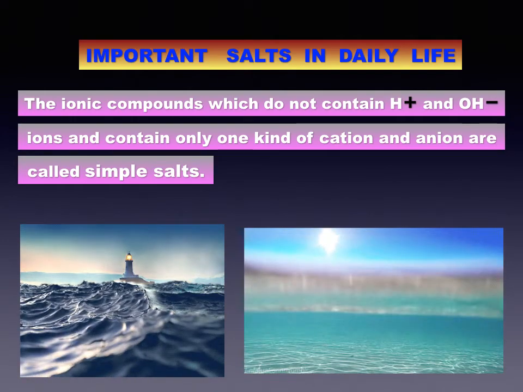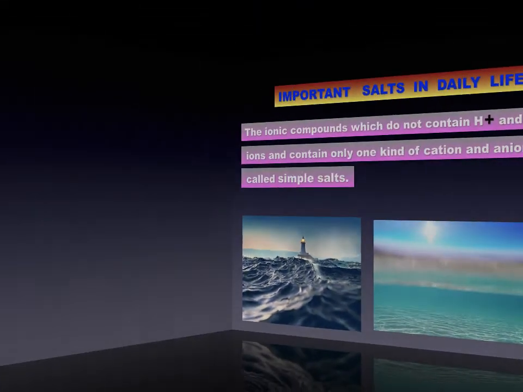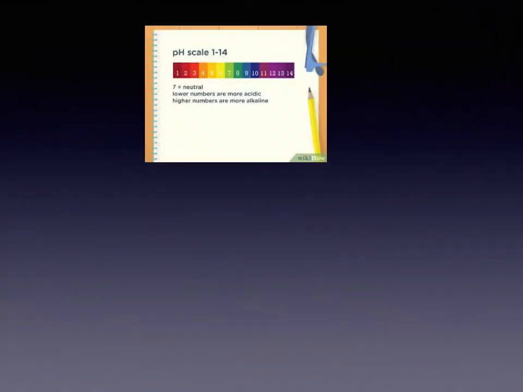We have seen in the previous lesson that a salt is neutral when its pH value is 7. Such a salt is made from a strong acid and a strong base. The pH value of a salt made from a strong acid and a weak base is less than 7 and it is acidic. On the other hand, the pH value of a salt made from a weak acid and a strong base is more than 7 and it's basic. Now let's learn about some salts of everyday use.